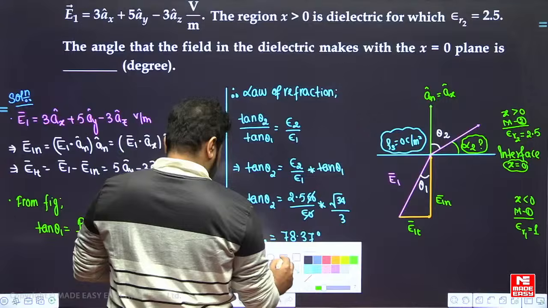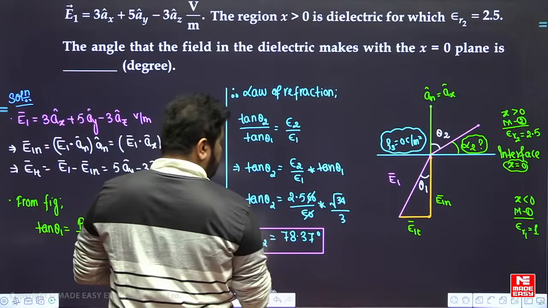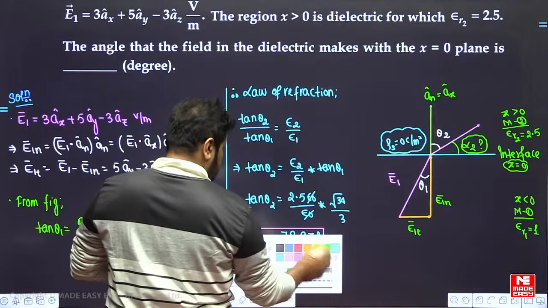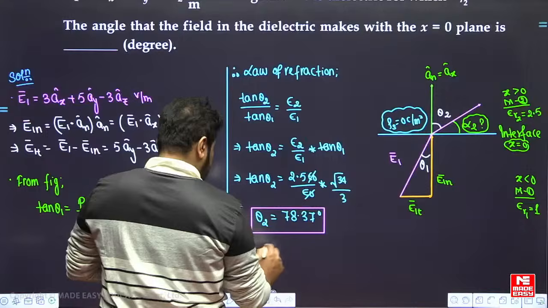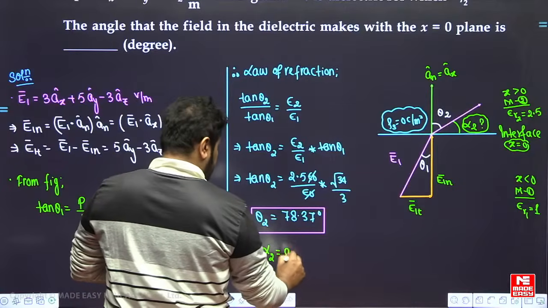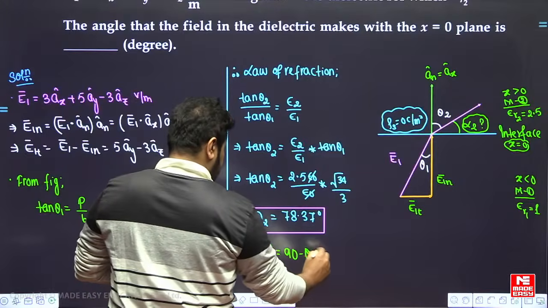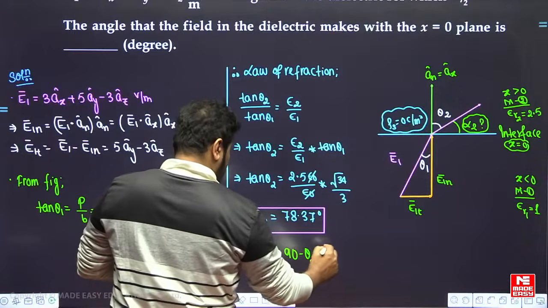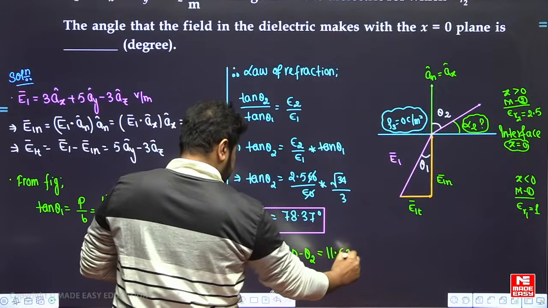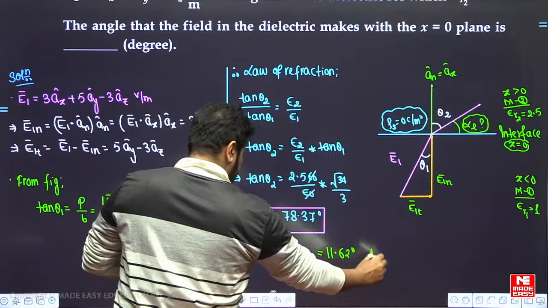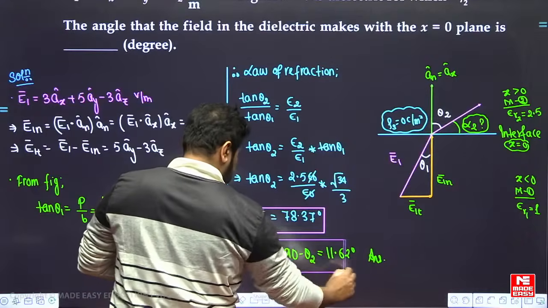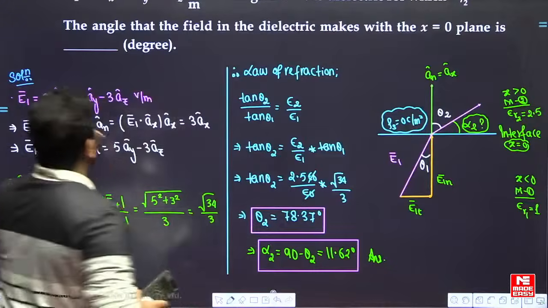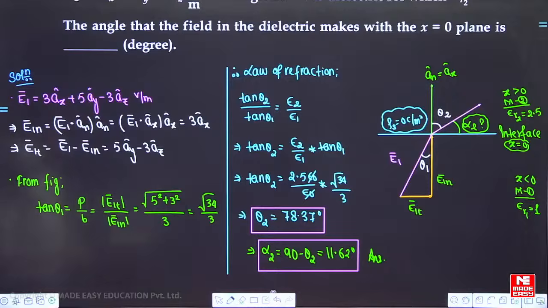degree, but they are not asking theta 2, they are asking alpha 2. So what will be the value of alpha 2? Alpha 2 will be 90 minus theta 2, isn't it? So if I subtract, I am going to get 11.62 degree. So this should be the answer, 11.62 degree. So this is your NAT, so the answer should be 11.62 degree, is it?